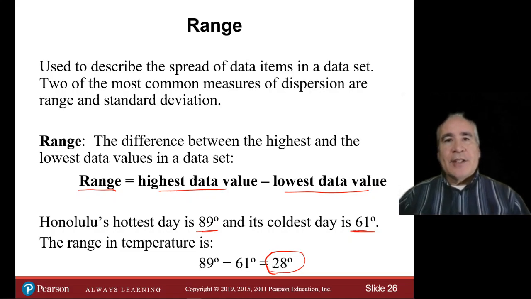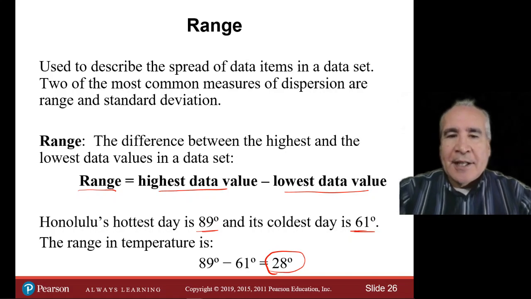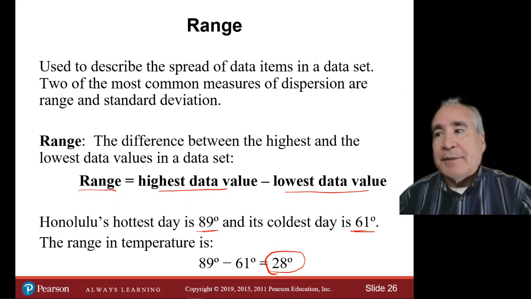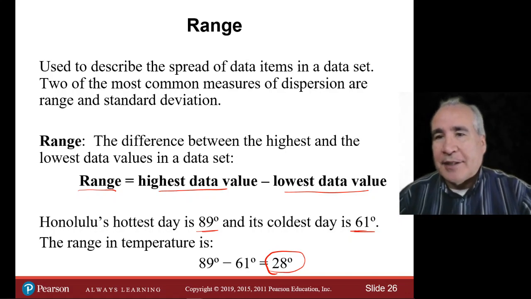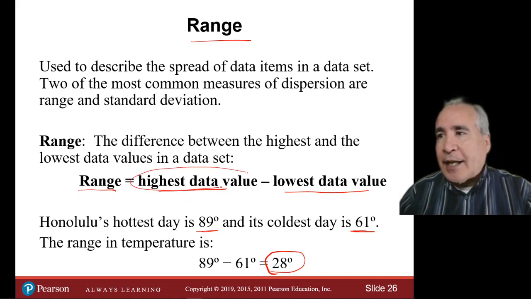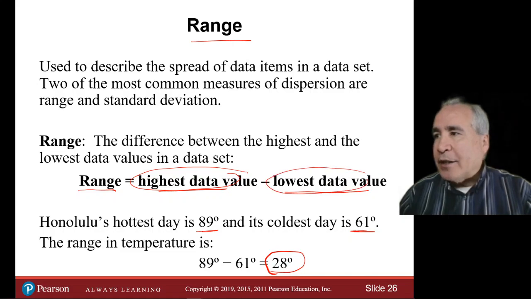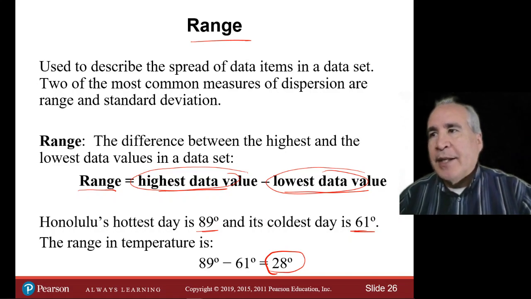I'd assume the 61 is probably in the wintertime, and then the hottest day, 89. For us in Arizona, that's not hot at all, but you have humidity down there because of all the water around it. Okay, but that's one way, is to look at range, which is just simply a calculation. Take the highest value and subtract the lowest value. What's left is the range, and that's how spread out it is from high to low.